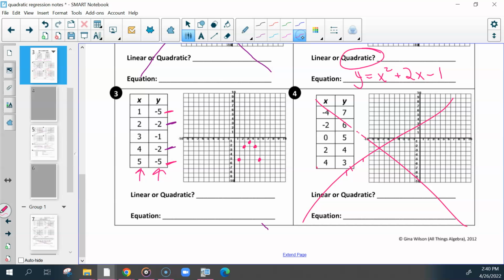Right, so we know this is a quadratic. And then I'm going to do this one in Desmos. Let me write this down so I can try it out.